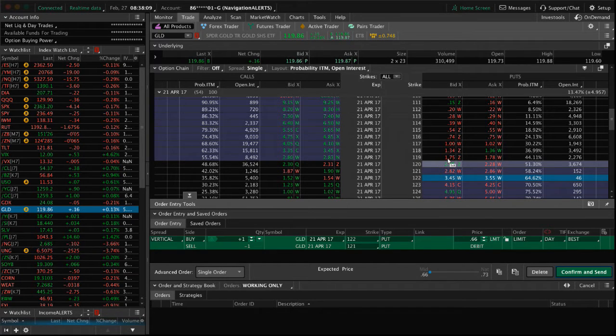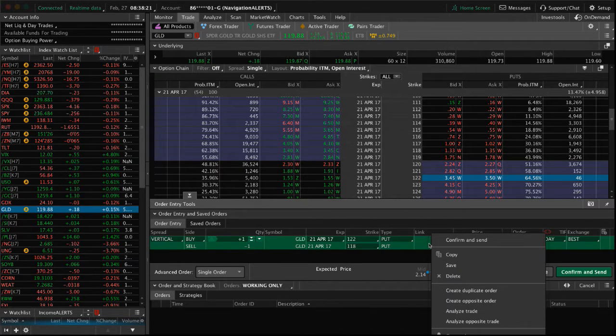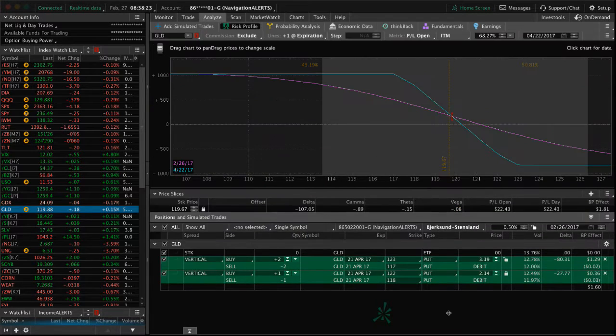So I'd go another 2 strikes the other way. So 118 would be the put that I would be selling. So we change this to 118. It's trading at a debit of 216. So let's right click and take this to the Analyze tab.